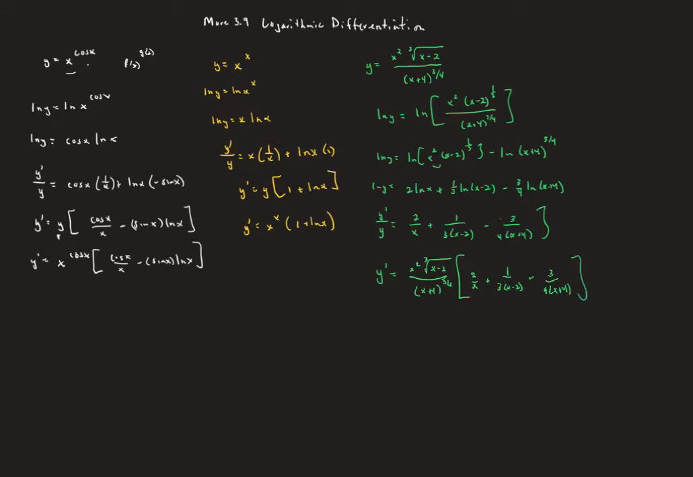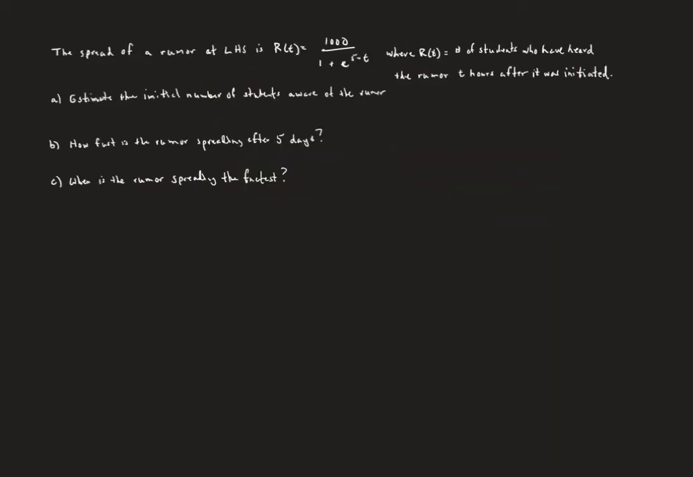That's just messy any way you look at it. Let's go to the next panel and let's see if we can figure out what to do with this. So we have the spread of a rumor at LHS is given by R of t = 1,000 over 1 + e^(5 - t), where R of t is the number of students who have heard the rumor t hours after it was initiated.